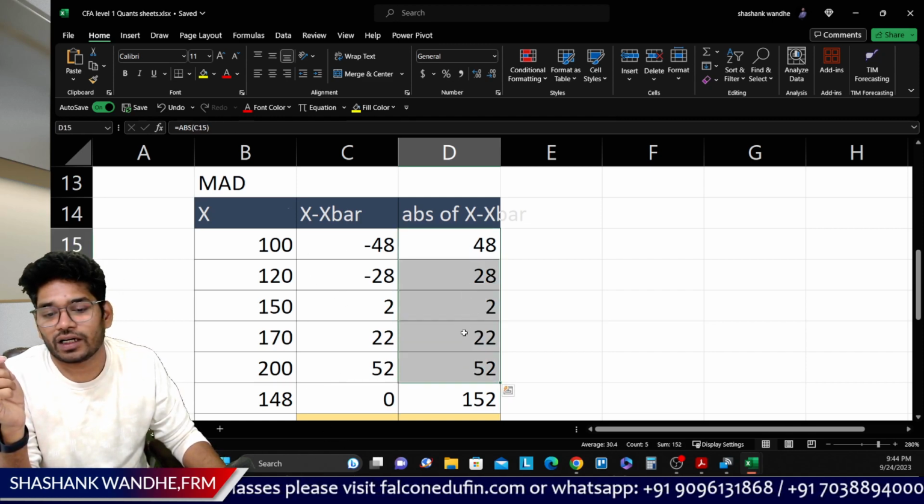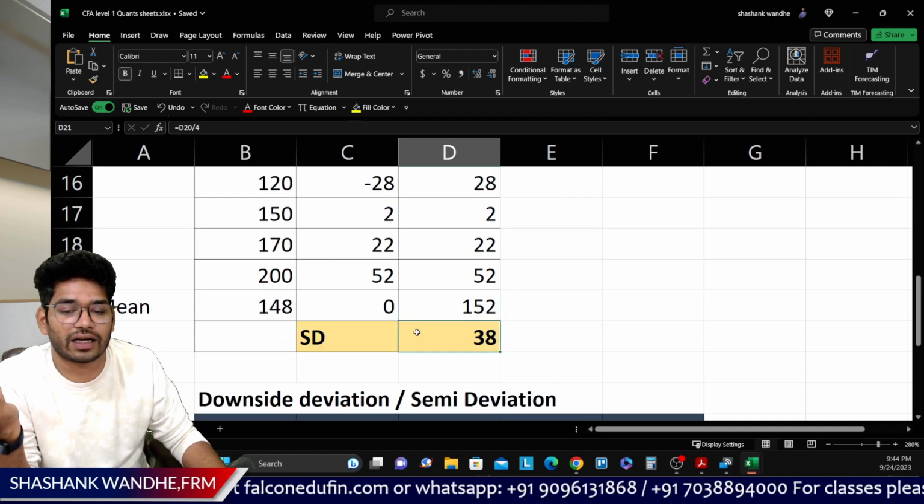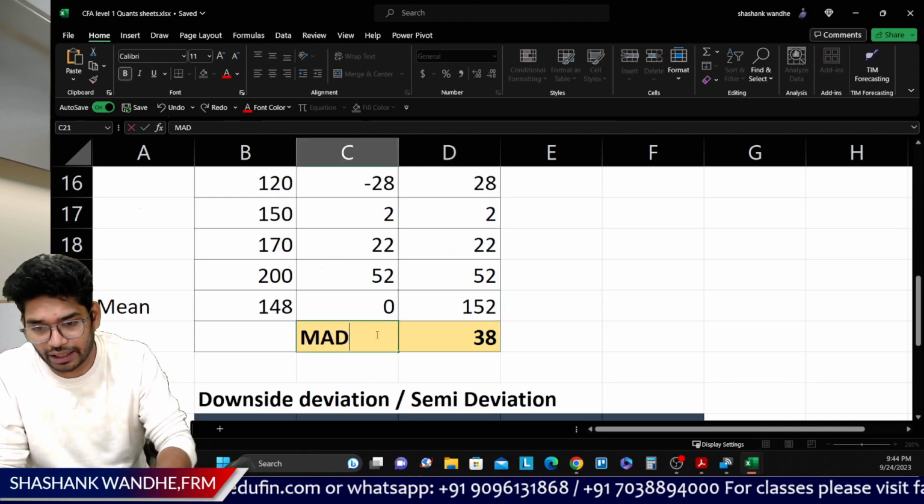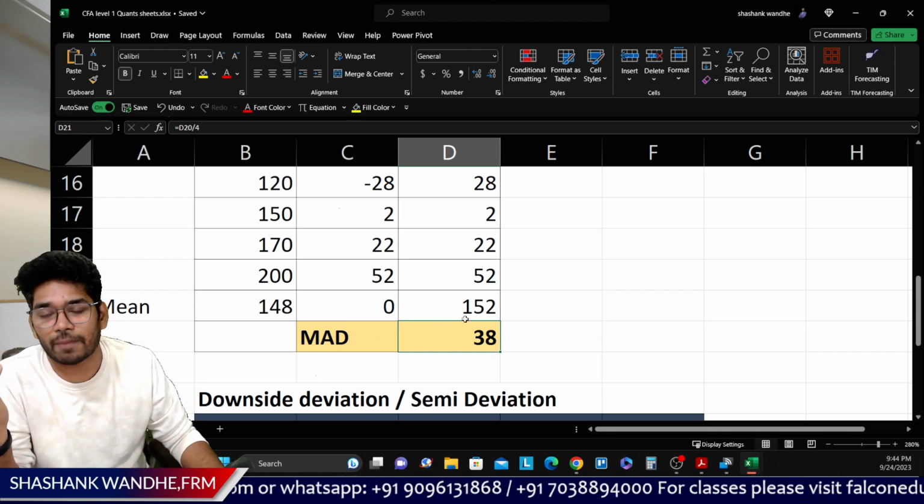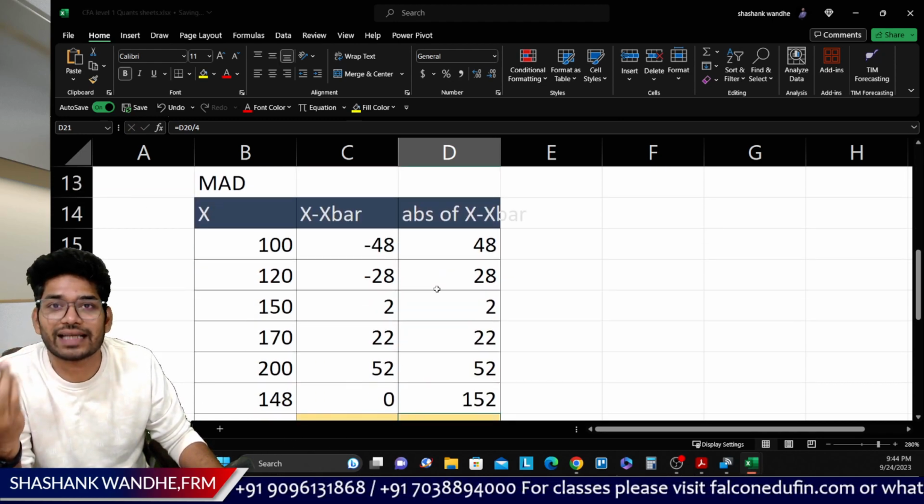So 48 plus 28 plus 2 plus 22 plus 52 is 152. 152 divided by 4. So no, MAD, not standard deviation. So MAD, mean absolute deviation, is 38. Okay, so this is how you get the second methodology.